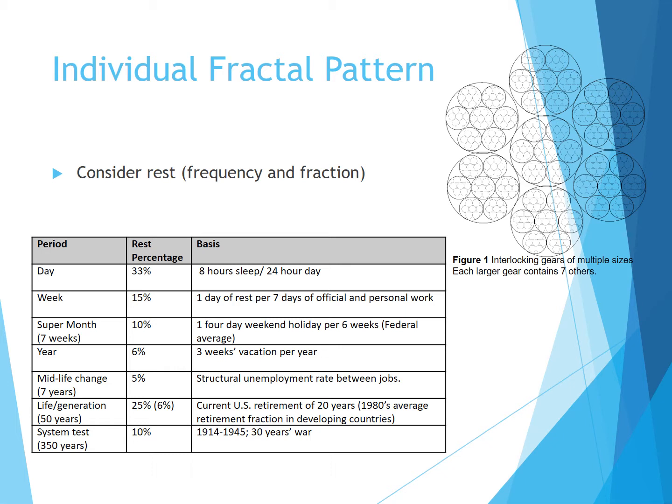And then finally we stretch it just one more time to a system test at 350 years. We look at what kind of rest might be in there, and this is not necessarily rest at all, but long periods of war, like the First and Second World Wars and the 30 Years' War, which would be 10% of that time period. We'll come back to look at the system test over 350 years. The idea is that there is something to test within a civilization, and that some dynasty or nation lives on 350 years before it begins to reorganize.